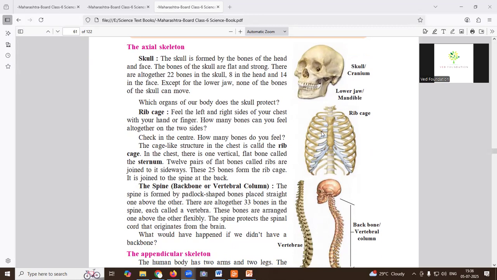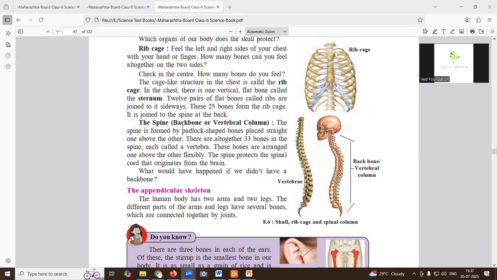Means 24 plus 1, 25 bones form the rib cage. It is joined to the spine at the back. From the front, ribs are joined to the sternum and from the back, they are joined to the spine.